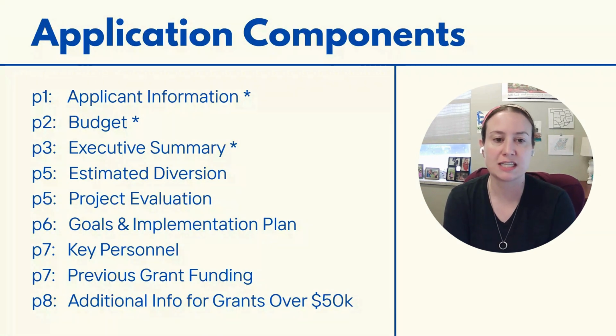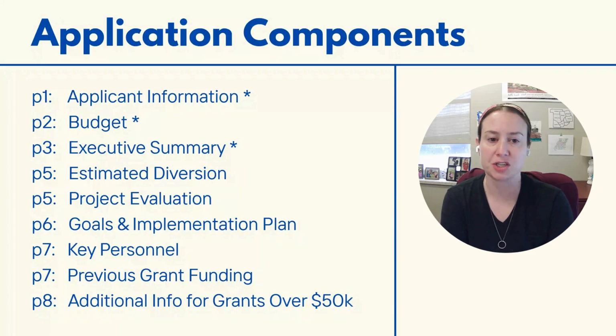You'll notice some asterisks here. That's because our preliminary application is just those first 3 items. So both your preliminary and your final application will have an applicant info page, a budget, and an executive summary. When you move on to the final application, you will also have an estimated diversion section, a project evaluation section. You will have goals and implementation plan on one page, key personnel and previous grant funding on another. And then we have one more page with a couple more questions for additional info for grants over 50,000. Let's take a little closer look.